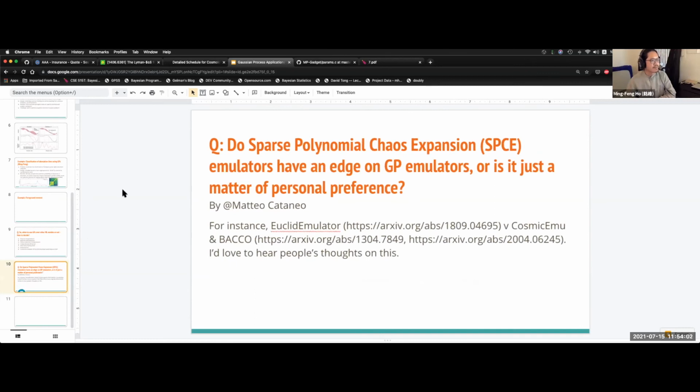Yeah, the next slide, I actually don't know anything about it. It's proposed by Matteo, I think it's in the Euclid emulator paper. The question is about whether sparse polynomial chaos expansion emulators have an edge on GP emulators, or whether it is just a matter of personal preference? And does anyone know what sparse polynomial chaos expansion is?